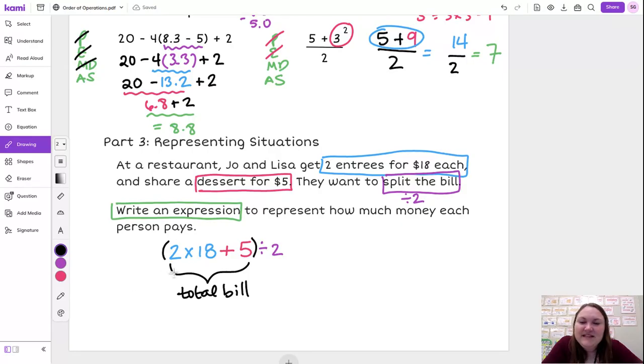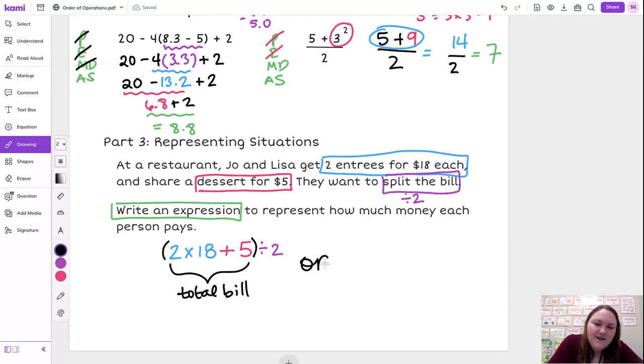When I put those parentheses in the problem, it means, according to order of operations, or PEMDAS, I would do this math first, the 2 times 18 plus 5, because it's in parentheses, and then at the end, I can divide by 2. If you don't have those parentheses, it means you're only dividing 5 by 2. There are 2 ways to write this. If you're writing this on a computer, you would want to write it this way.